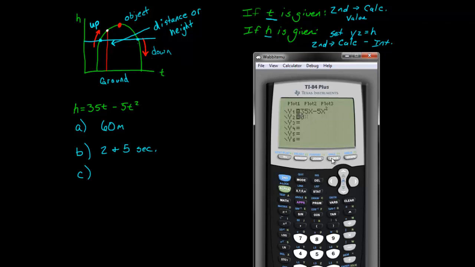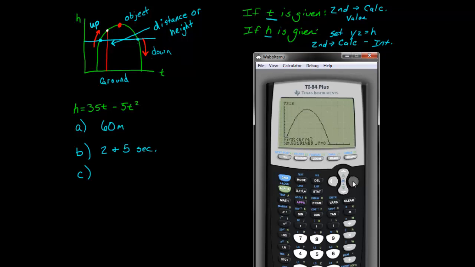Second, calc, intersection. Now the question is, are we looking at this point? Because right over here, it will be at 0. If I move all the way over, that'll be at 0. But it's asking when will it hit the ground? If you throw a ball, you want to know when it's going to hit the ground. You're going to want to know as it comes down, when will it hit the ground?